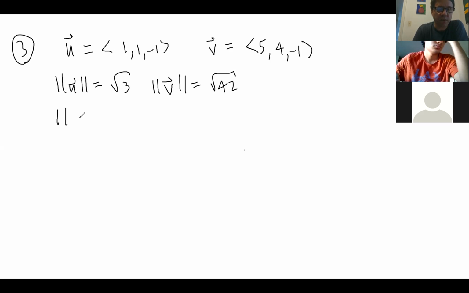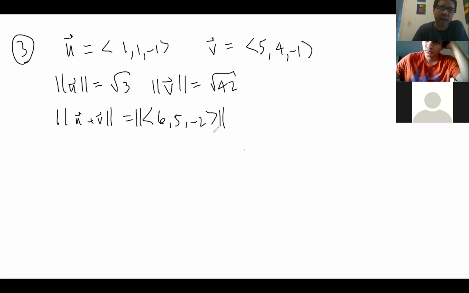Now, U plus V, that means do the inside first. Add them together first. So if you add, you get 6, 5, minus 2. Now do the length of that. You can't just add square root of 3 and square root of 42. It doesn't work that way. And so you end up getting square root 65.